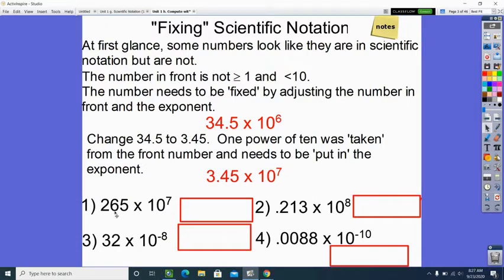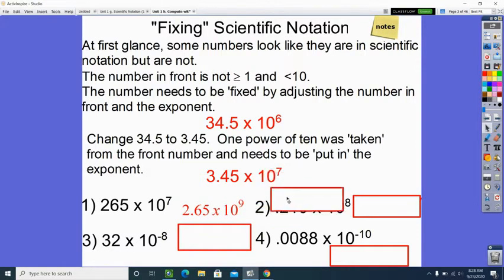So this one looks like it's in scientific notation. It has a number times the power of 10, but look, we got a problem up front, right? So the decimal is after the 5. It's the invisible decimal, and it should be in between the 2 and the 6. So we're going to need to move it around the 5. That's 1 power of 10, and around the 6, that's 2. And we're making the number smaller. We're taking kind of out those 2 powers of 10. So we need to come over to the end of the number and put them back in. So it would be 2.65 times 10 to the 9th. 7 plus 2 would be 9.